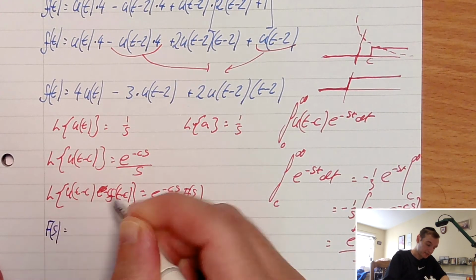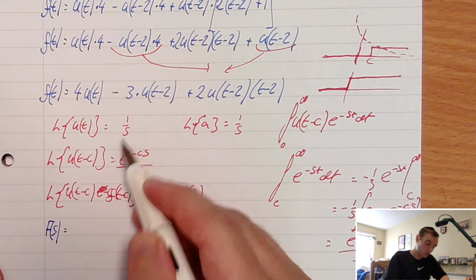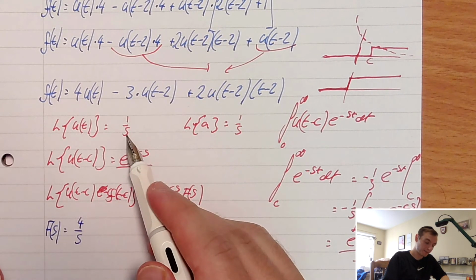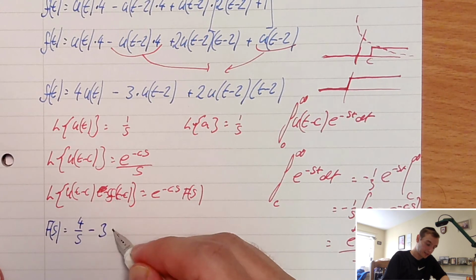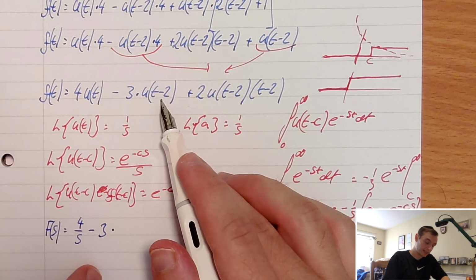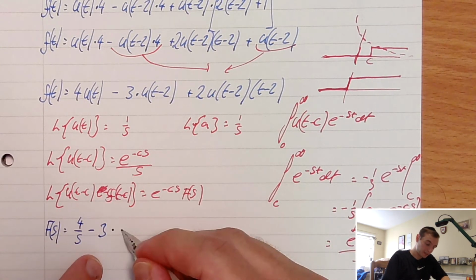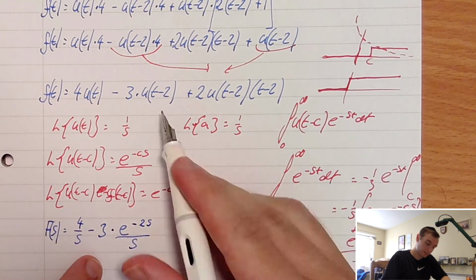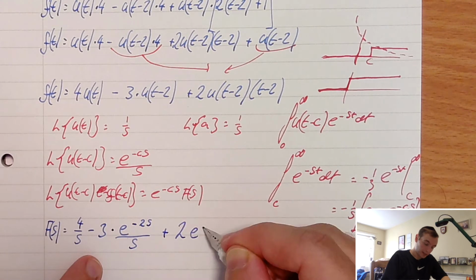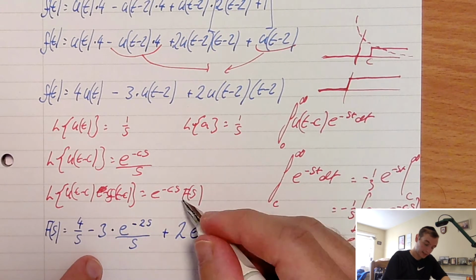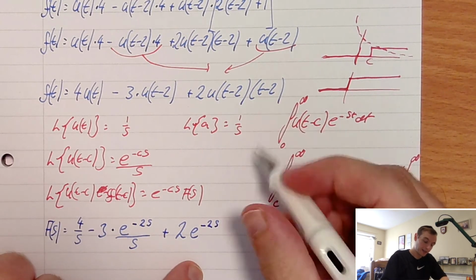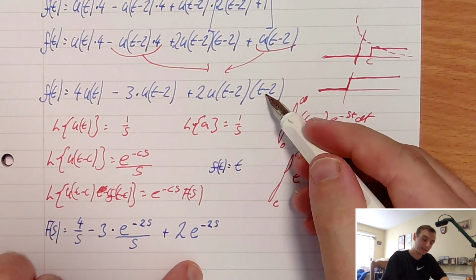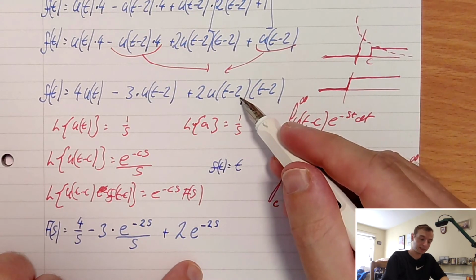So we can say that F(s) is going to be 4 on s, minus 3 dot u(t − 2). Well, that's just going to be e^(−2s) on s, plus 2 e^(−2s) F(s). So here, f(t) is just going to be t, isn't it? Because the shift is incorporated into the function.